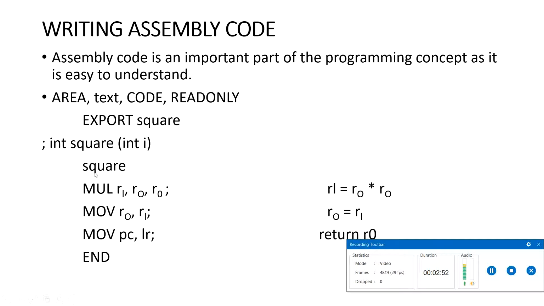So this program is used for finding the square of a number. So it is multiply: R1 is equal to R0 into R0. Then move R0 is equal to R1, that means whatever data is in R1 is moved to R0. Then move PC to LR. It is used to make sure that the LR, which holds the return content of a subroutine, and the program counter hold the same value. That's what we are using the LR for. And this will calculate the square of a number.